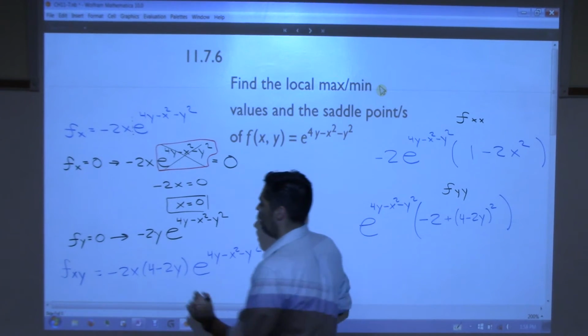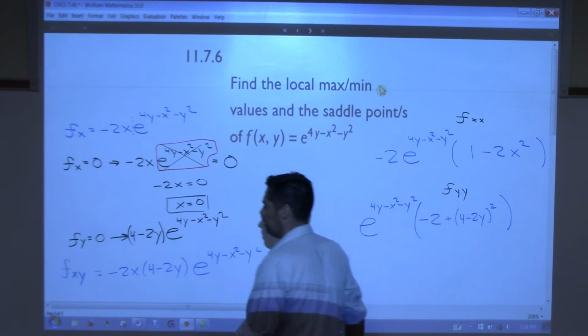No, 4 minus 2y. That's what I meant to say. See, you didn't see the parentheses there. It's right there.